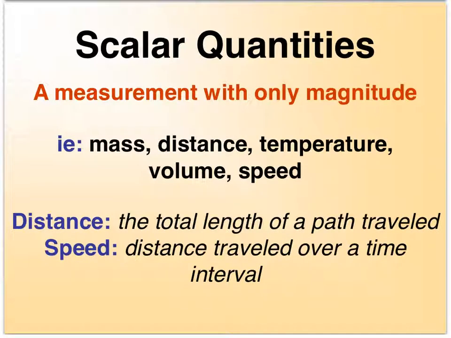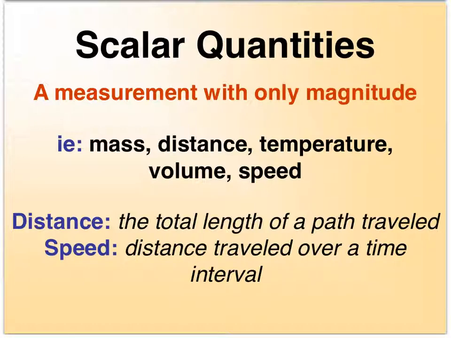First, let's review the two types of quantities that we measure in physics. Scalar quantities is the first one. These are measurements that have magnitude only, like mass, distance, temperature, volume, speed. None of these have a directional value. They can be the same in any instance.